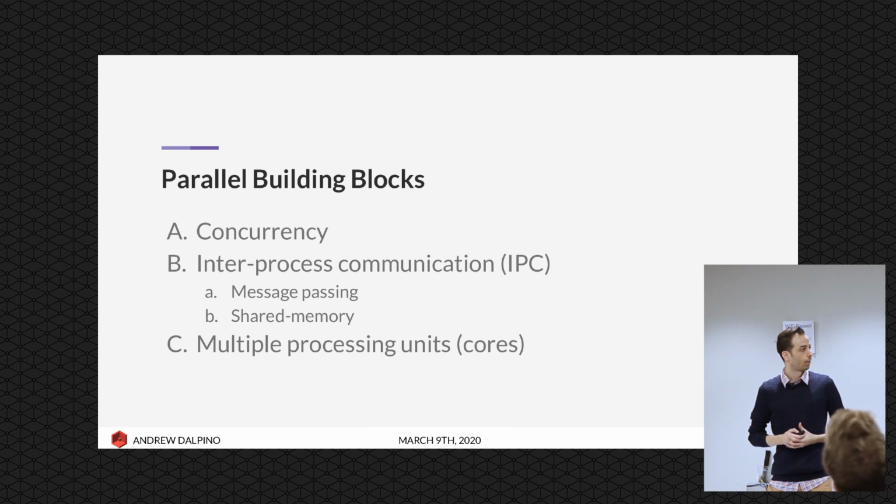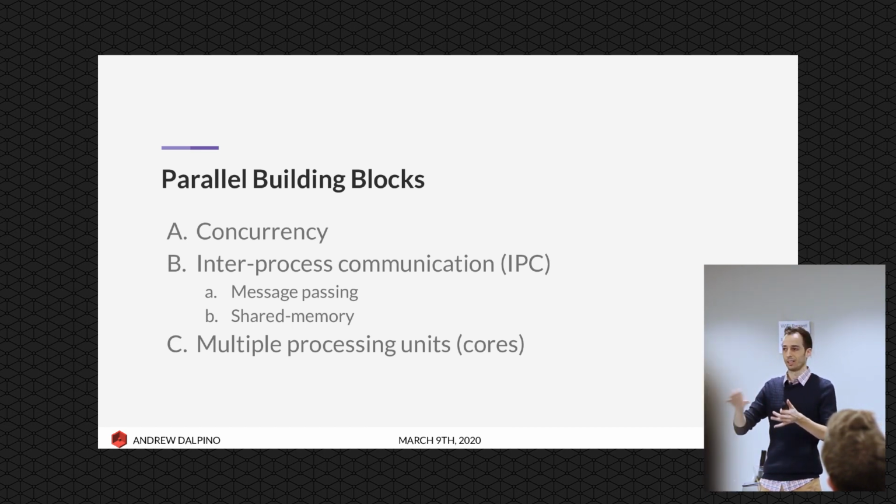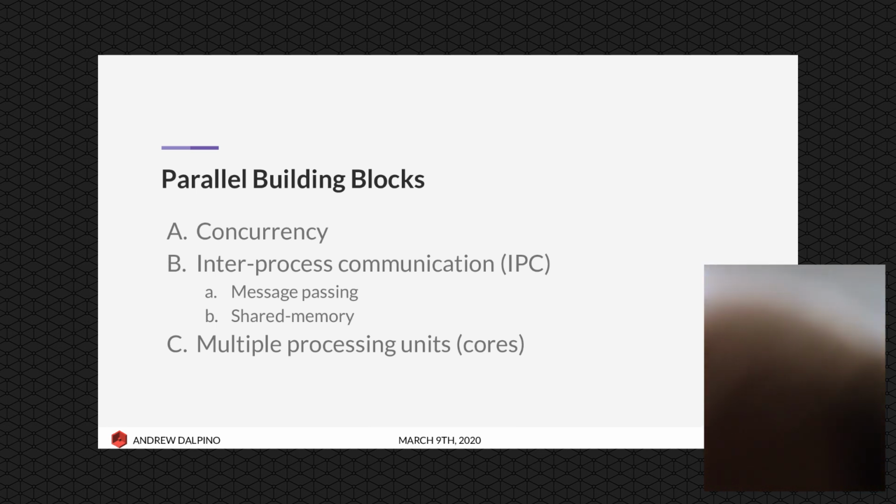We need some form of inter-process communication, which can either be message passing, which is like, I'm going to serialize some data to you, you're going to unserialize it on your end, and then do the same thing in reverse. Or shared memory, which is where we allocate a chunk of system memory, and we say we're all going to use this memory to communicate with each other.